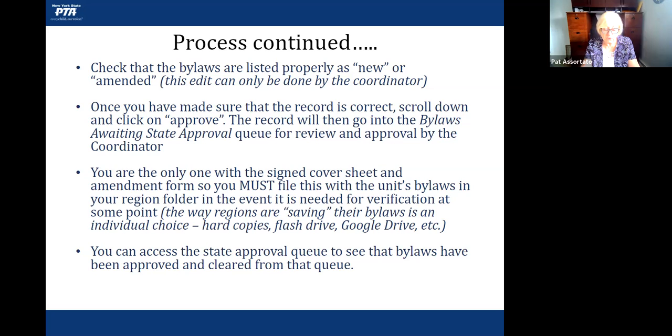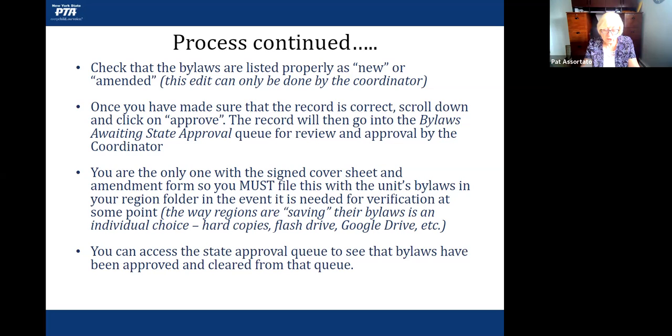If you can't, or if you have already approved and then realize the error, send me an email to advise so I can change it before I approve it. Once you have made sure that the record is correct, scroll down and click on Approve. The record will then go into the bylaws awaiting state approval queue for review and approval by me. However, don't approve until you have the signed cover sheet and have entered that information.